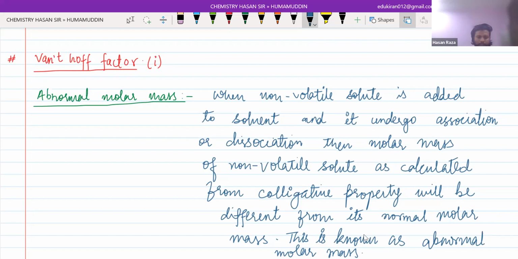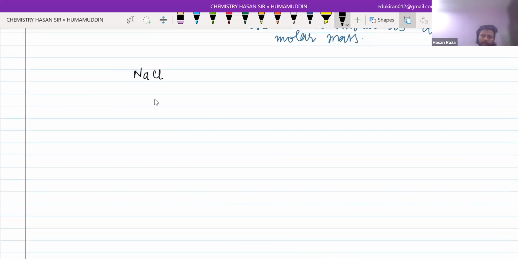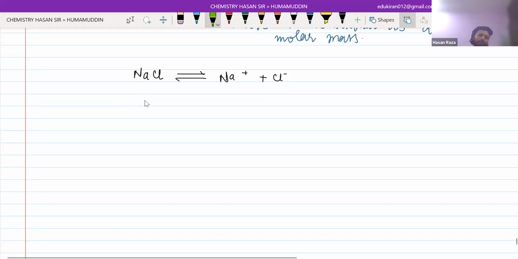Done, sir. Very good. Now see what happens here. If you are going to take 1 mole of NaCl, let's take an example of NaCl, and put it in a solvent, it will be dissociated into ions, yes or no? See what will happen. If you take 1 mole of NaCl, its molar mass will be basically 23 plus 35.5, so it will be 58.5. This will be the molar mass of NaCl.